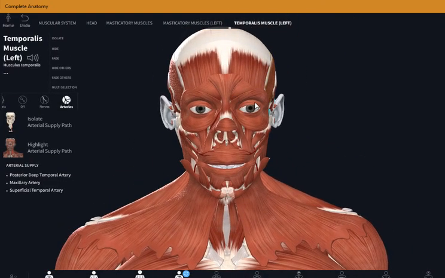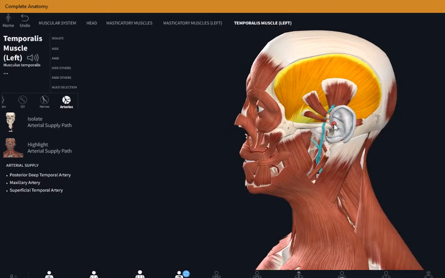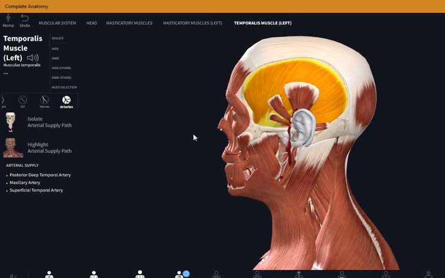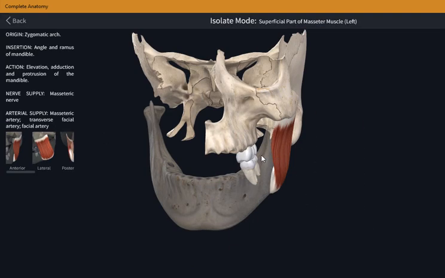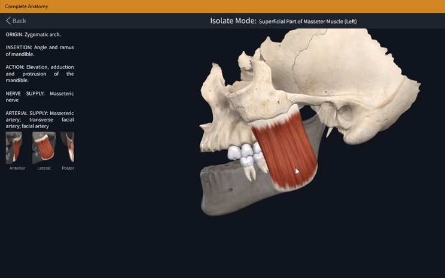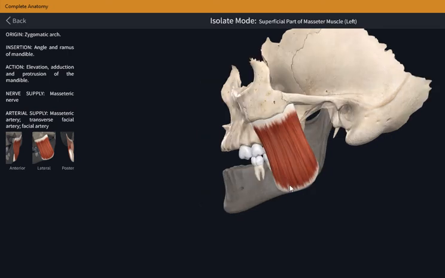So now, after studying the temporal muscle, you need to study the next muscle of mastication, which is the masseter. The masseter is this one here. Let's isolate the masseter to see where its origin and insertion are. The origin of the masseter is here. It connects this portion of the zygomatic bone. So it originates from the zygomatic bone and inserts at the level of the angle of the mandible here. The action is elevation and adduction.